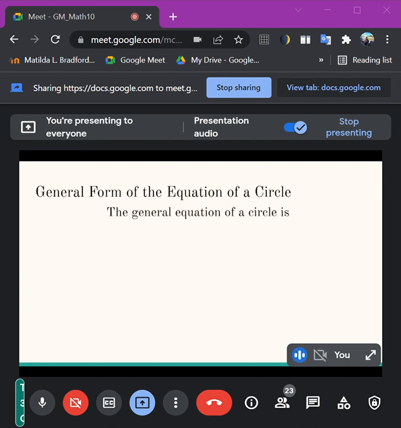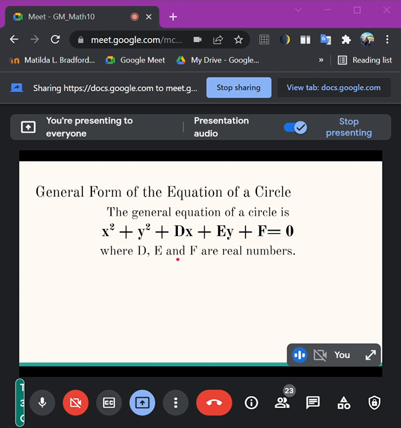So, the general equation of a circle is x squared plus y squared plus dx plus ey plus f equals 0. So, here, you can see that our d, our e, and our f are real numbers. Dapat real numbers siya.